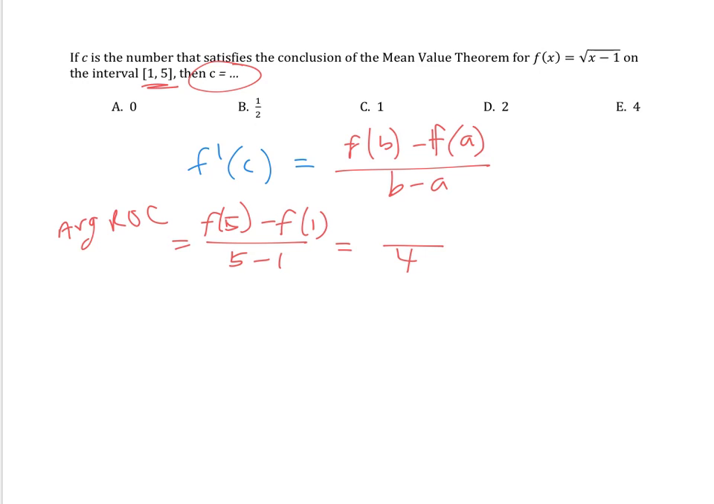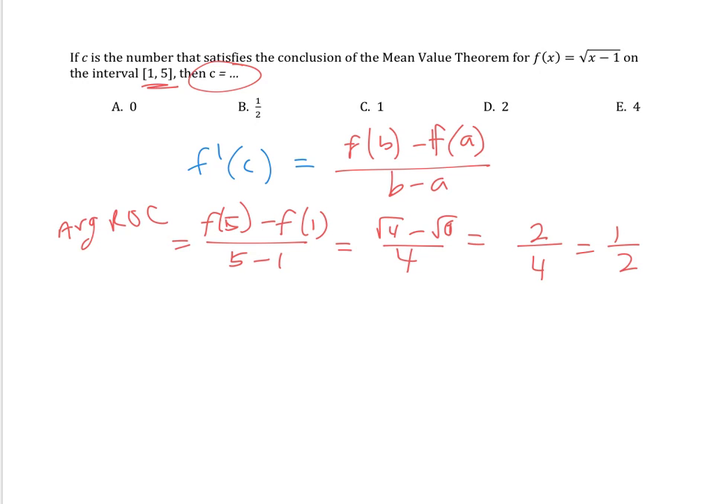It gives me a 4 in the denominator, and I'm going to let you work through the numerator a little more specifically. I'm just going to jot down what I got. I got radical 4 minus radical 0, which is 2 minus 0, which is 2, over 4, which is 1/2. That's the answer to part 1.